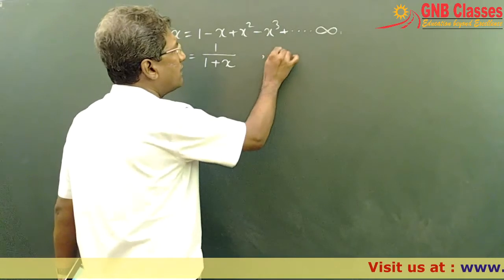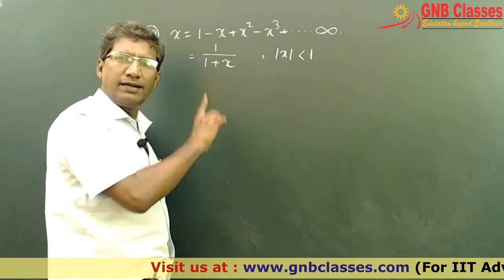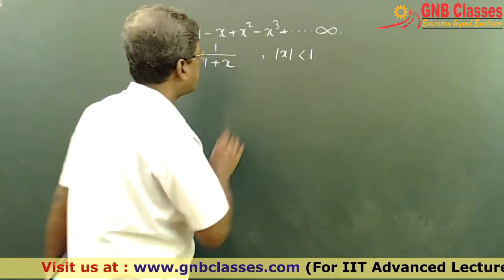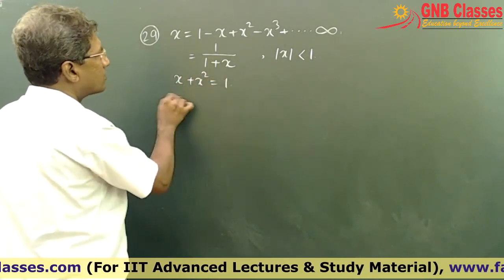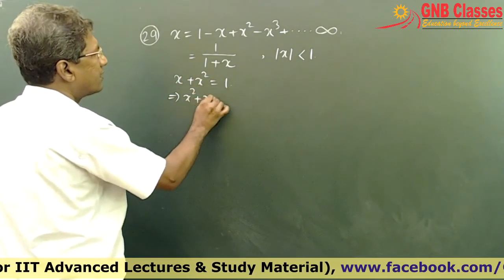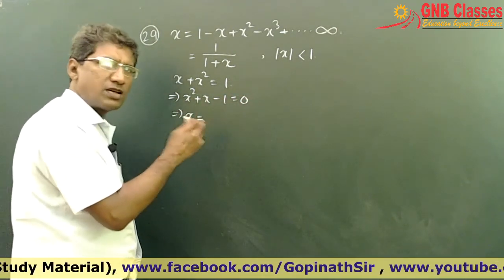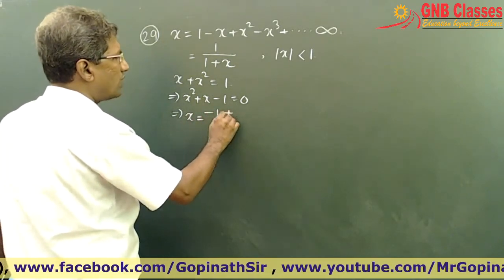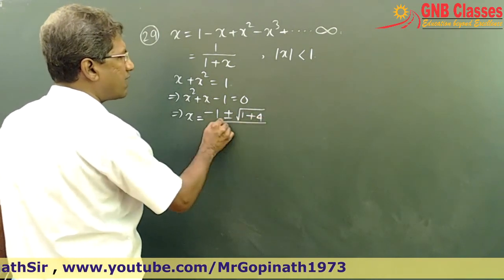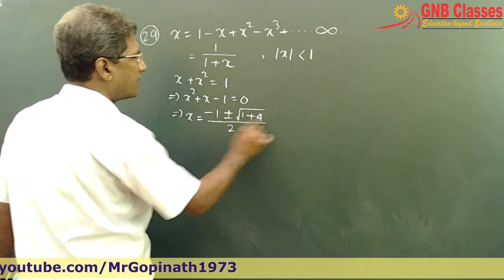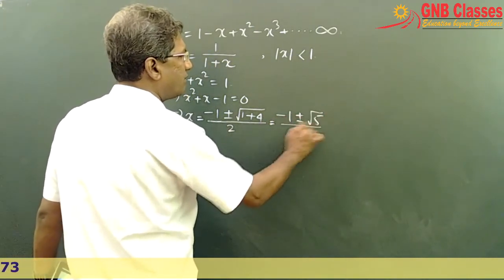But here we must remember that mod of x is less than 1. That is, x is lying between minus 1 and 1. Is it clear? Now if we cross multiply and solve it by applying Sridhar Acharya's method, minus 1 plus minus root of b square minus 4ac divided by twice a, we are getting minus 1 plus minus root 5 divided by 2.